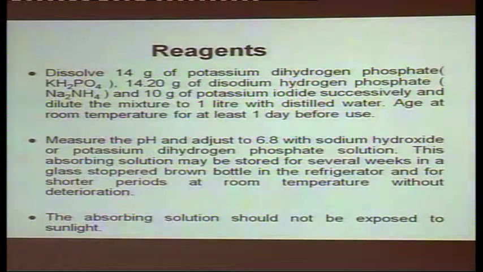The absorbing solution should not be exposed to sunlight. This is a precaution. Either you use amber colored glassware, or if it is not available, you cover the volumetric glassware with carbon or brown paper. Next.